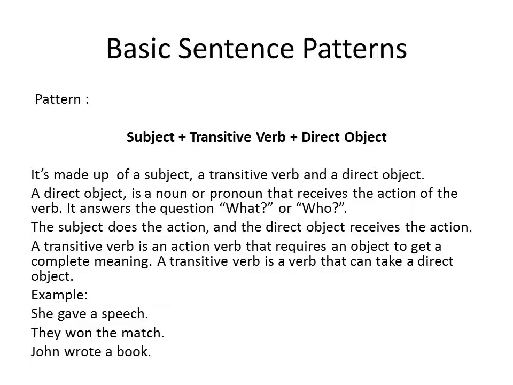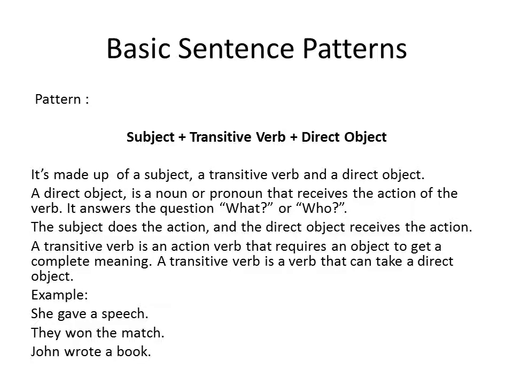The second pattern is made up of a subject, a transitive verb, and a direct object. A direct object is a noun or a pronoun that receives the action of the verb. It answers the question what or who. The subject does the action and the direct object receives the action.